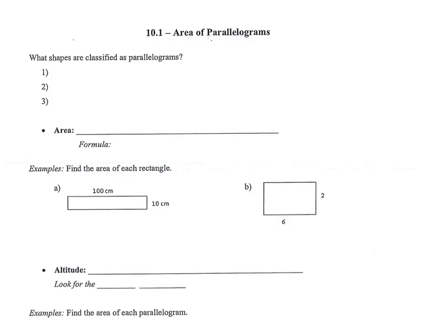This lesson is on area of parallelograms. So area is the amount of space something takes up. So if this rectangle is 2 by 4, there are 8 blocks. So it's 8 units squared. That's what area means. Perimeter is the distance around an object.